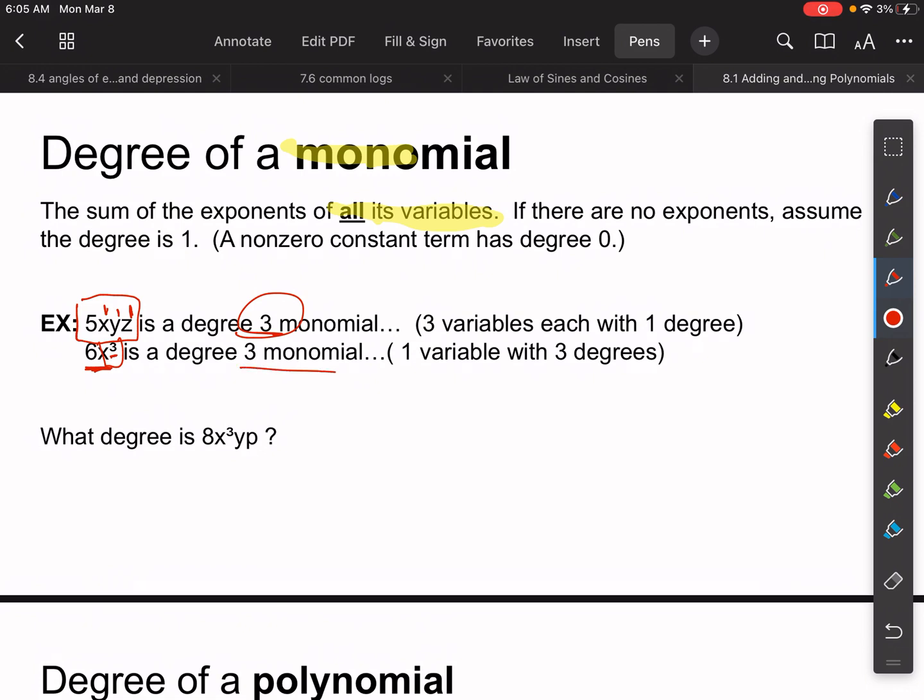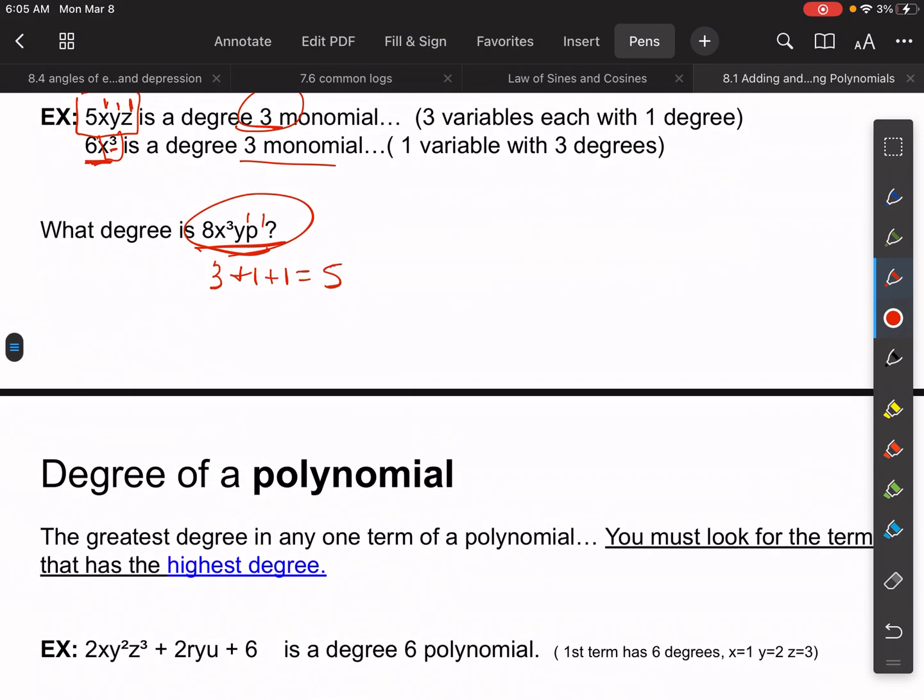And then I ask you here, what is the degree of this one? I encourage you to do that one on your own. Let's take a look at it. This would be x to the third, so there's 3 there. Then we have 1 for the y, 1 for the p. So 3 plus 1 gives me 5. This is a degree 5 monomial.